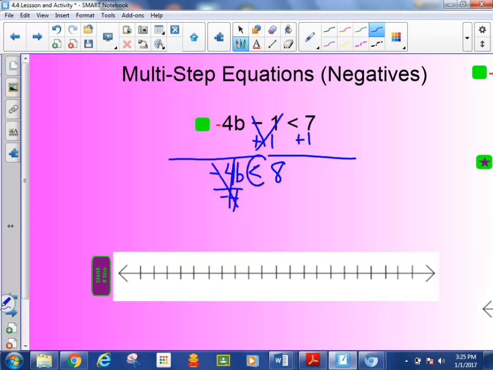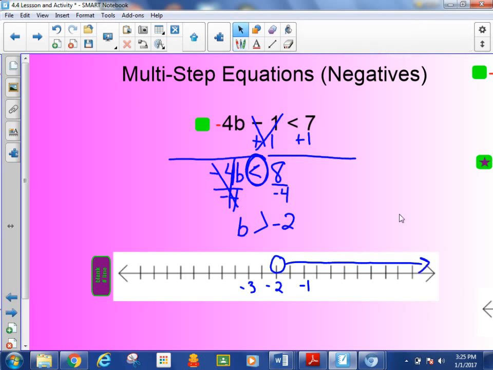Remembering that when I take that negative and I'm multiplying or dividing, I have to flip that symbol. So divide by negative 4. I now have b is greater than, so I flipped my symbol. 8 divided by negative 4 gives me negative 2. So we'll do negative 2, negative 3, and negative 1. Now we're going to graph that. Open circle on b. B is the bigger number, so we're going to fall this direction. And that's working through a two-step equation.